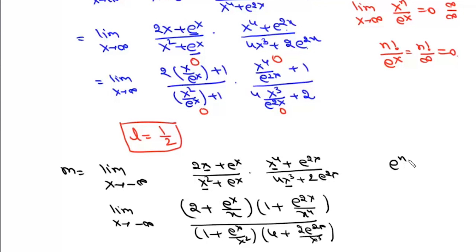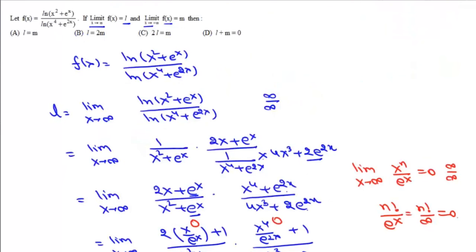Now e to the power nx upon x to the power r, where limit x tends to minus infinity, e to the power minus infinity is 0, and 0 upon infinity is 0. So all these terms will be 0. So from here we'll get the value of M as also 1 by 2. So L is 1 by 2 and M is also 1 by 2. In this case, the answer to this question will be L equals M, and that's your option A.